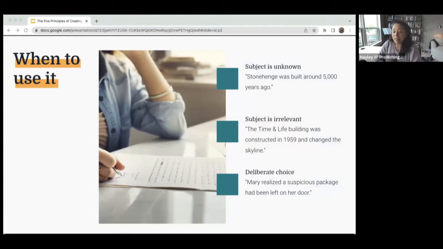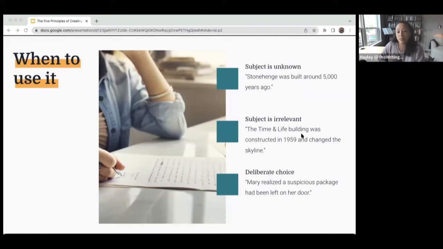Another example is in a sentence where the subject is irrelevant, right? So we have, in our second example, the Time and Life building was constructed in 1959. In this sentence, it's not important to say who constructed it because that's not what the sentence is about. It's about how it changed the New York City skyline, right? So you can think about using passive voice when it's not really important who the subject is.